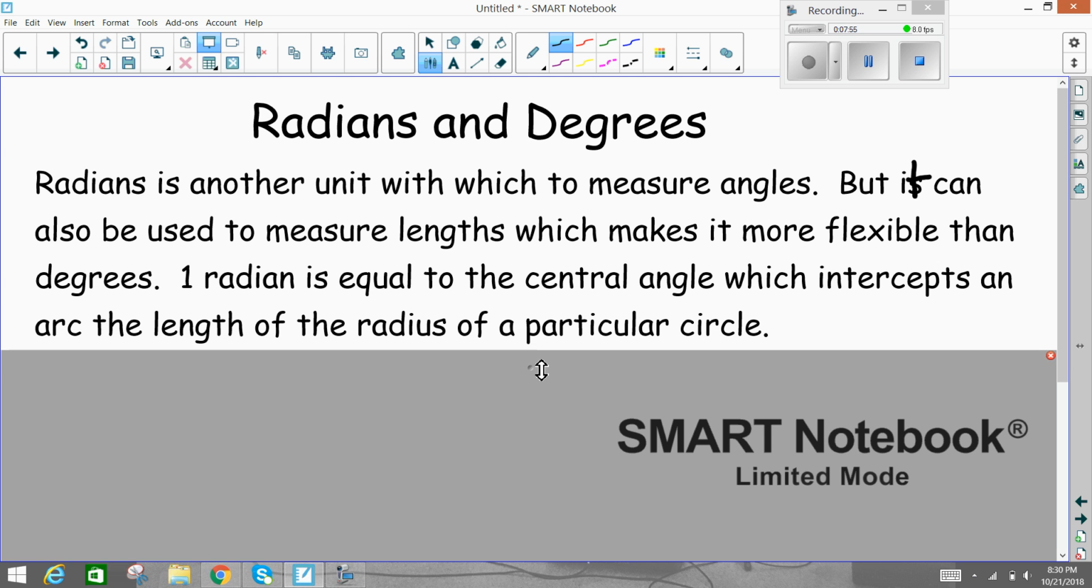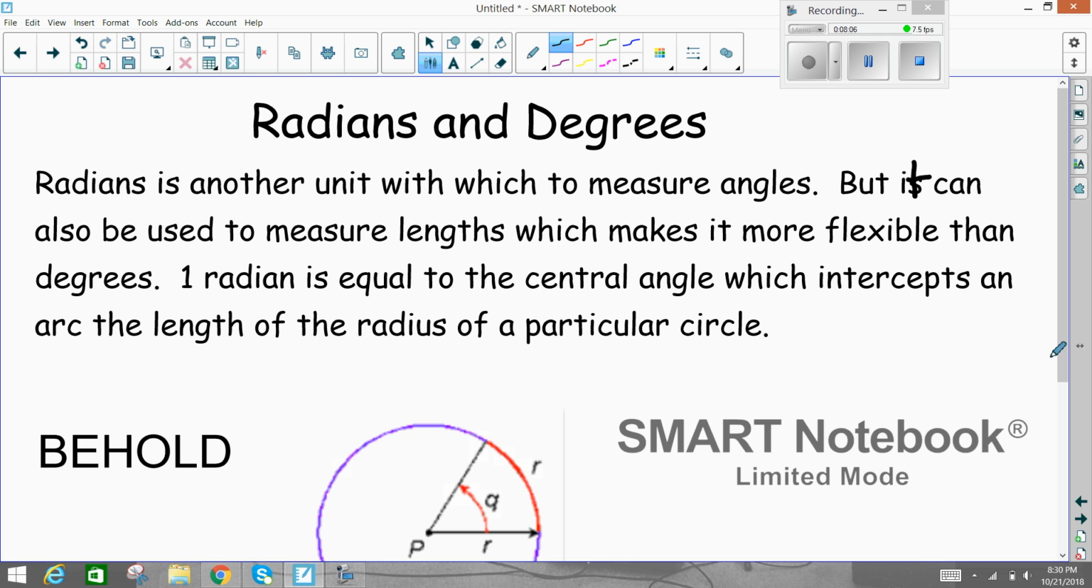1 radian is equal to the central angle which intercepts an arc the length of the radius of a particular circle. I know that doesn't make any sense when you read it. It doesn't even make sense to me, and I know what a radian is. So let's look at this.